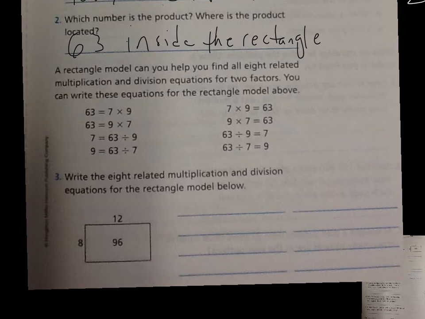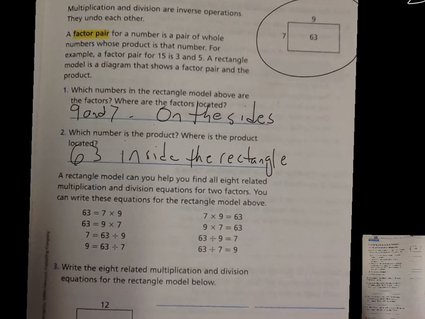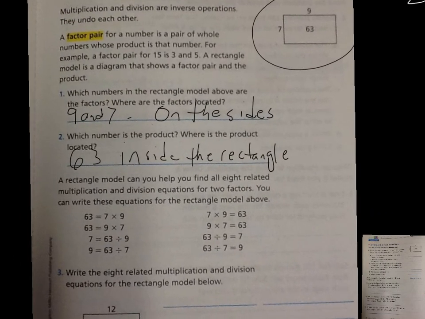So a rectangle model can help you find all 8 related multiplication and division equations for 2 factors. You can write these equations for the rectangle model above. Here's what they are. The rectangle model is telling you 63 equals 7 times 9. It's also telling you 63 equals 9 times 7. It's also telling you 7 equals 63 divided by 9, and 9 equals 63 divided by 7. It's also telling you 7 times 9 equals 63, 9 times 7 equals 63, 63 divided by 9 equals 7, and 63 divided by 7 equals 9.